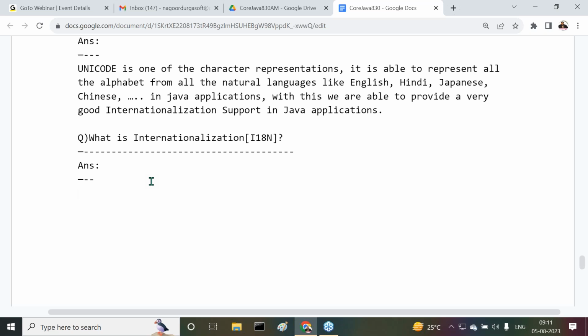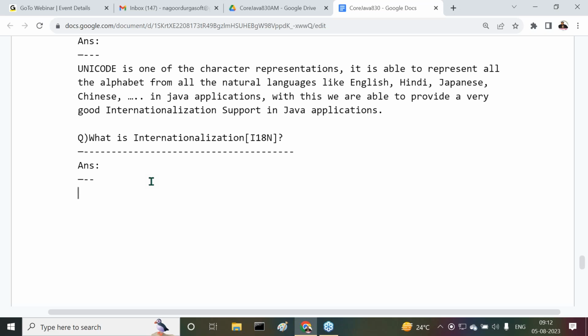Yes, sir. All of you get my point or not? So how are we going to represent local users, how are we going to provide services in the local user's respective language? To achieve this, in Java we have to use a separate concept that is called internationalization.